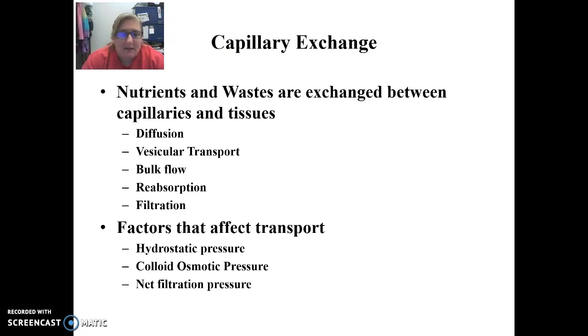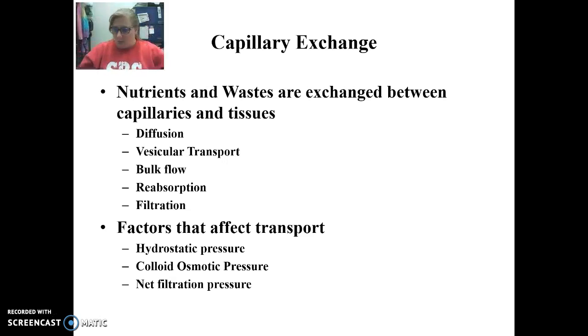And so molecules are either going to move in bulk flow out of a cell rapidly, that's called filtration, or back into a cell, that's called reabsorption. Or I should say, outside of one area is filtration, back in would be reabsorption. So there are factors that affect transport. The hydrostatic pressure is the pressure of fluids pushing material out of the cell.